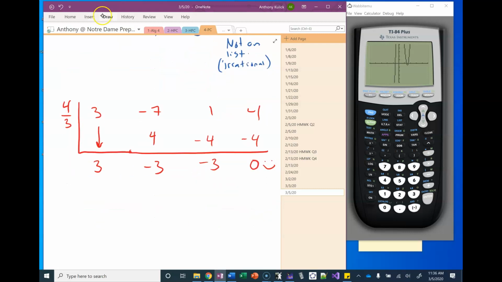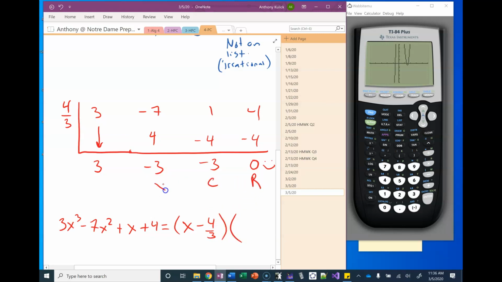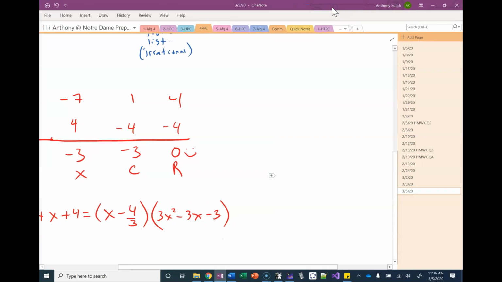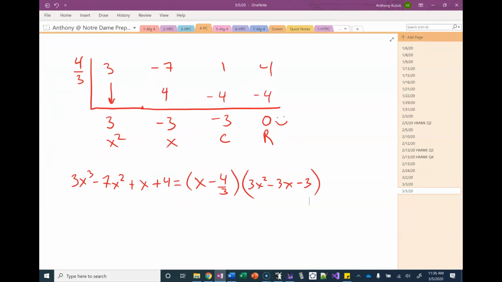So what I can say here then is that 3x cubed minus 7x squared plus x plus 4 factors to x minus 4/3 times the remainder: constant, x coefficient, x squared coefficient. So I have that. Is everybody okay with how I've gotten to here?